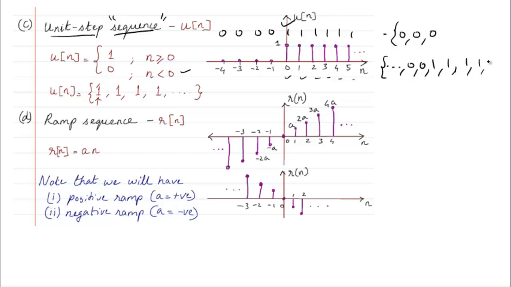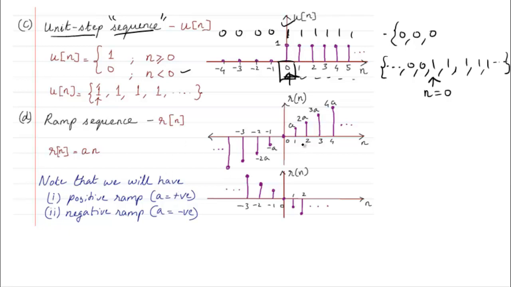But how do I understand where the 0 axis is? Where is the time t equal to 0? For understanding that, I will put an arrow. As you can see, it starts at 0, so I will put an arrow here. Whenever in a sequence you see an arrow, you must understand that this arrow represents n equal to 0.